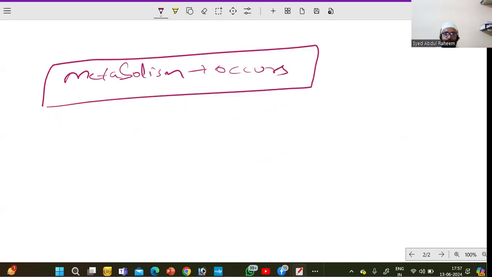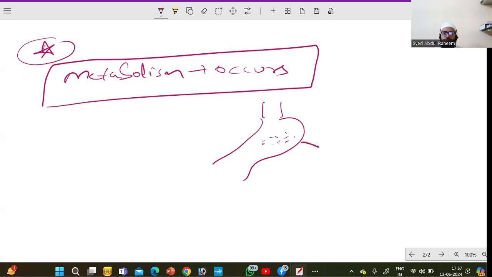It is a factory where metabolism occurs. This is very, very important. Whatever we eat, first it will go to the stomach, it will digest, and in the small intestine it will absorb.